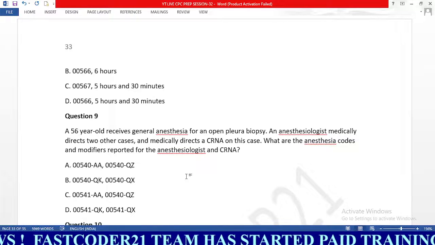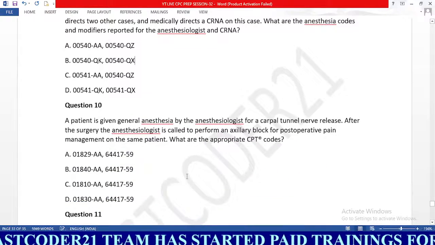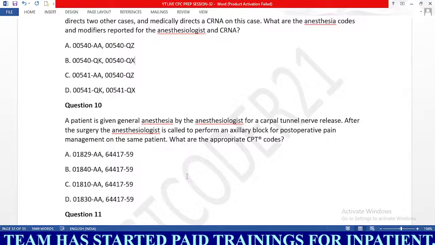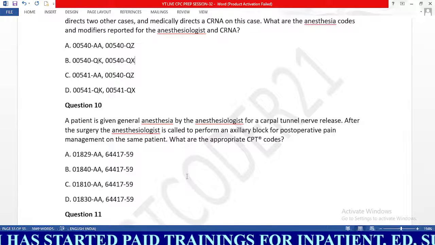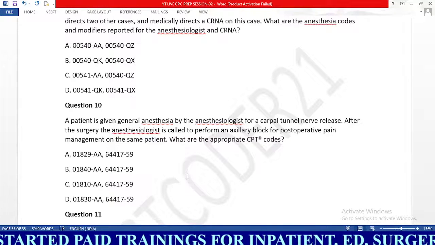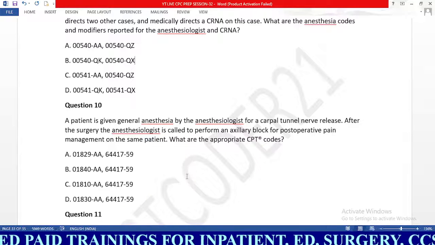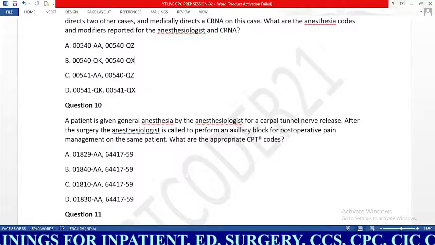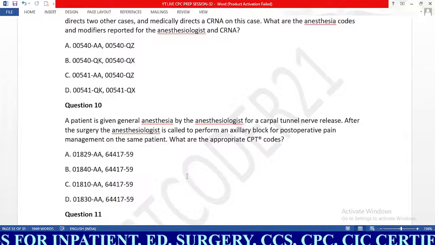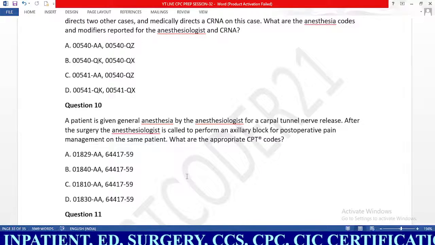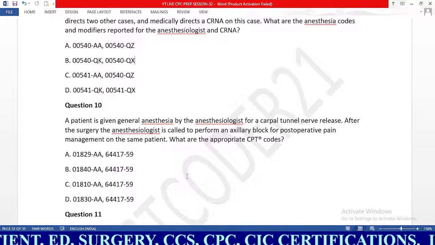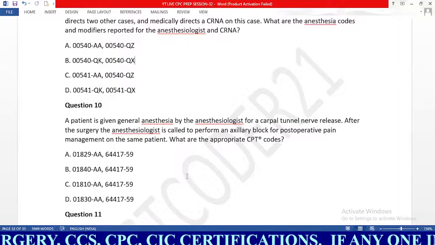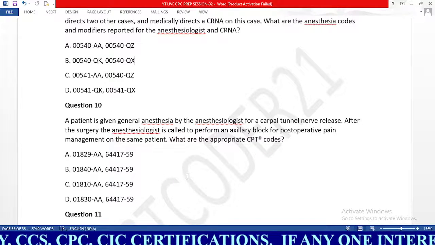So we can check the 10th question. So now it is 9:44. We can check the answer at 9:46. So you need to know all physical status modifiers, all those things like P1 to P6, like CRNA modifier, anesthesiologist modifiers. You need to practice more on that so that you don't lose 4 marks, which are very easy.